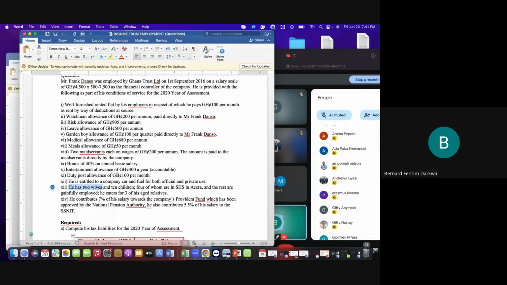So first we have marriage relief, 1,200. What about the second part? He has 10 children. For the 10 children, we only recognize 3. Under the law, one is 600, so that will be 1,200.